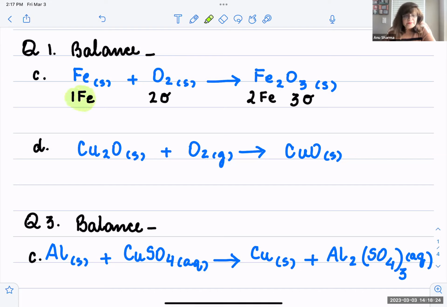The weight of the reactants and the weight of the product should be the same. The number of the atoms on one side of the reaction should be the same as the other side of the reaction. So here we clearly see there is a discrepancy. Iron is not matching and oxygen is also not matching.